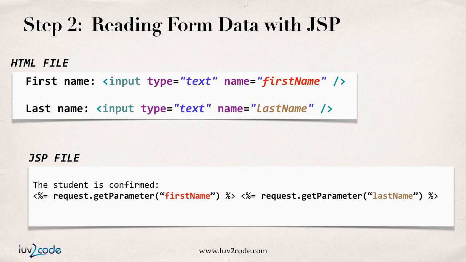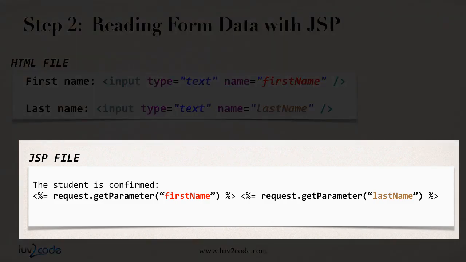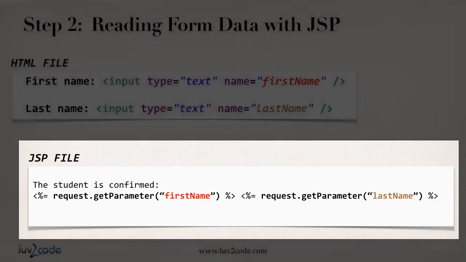All right, so now here's the coding for reading the form data. Whenever we read the form data with the JSP, it's very important that we know the names of those HTML form fields. So I have these HTML form fields here on this slide just for reference. At the bottom in the JSP file, we simply want to say the student is confirmed, and then we want to display the student's first name and last name.